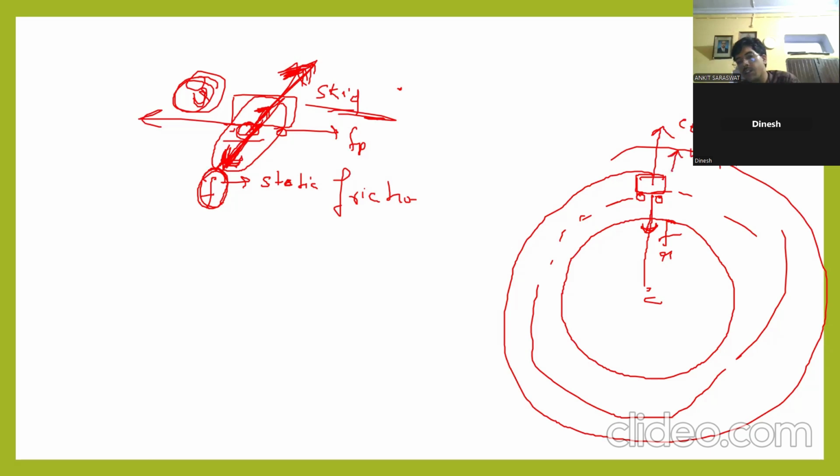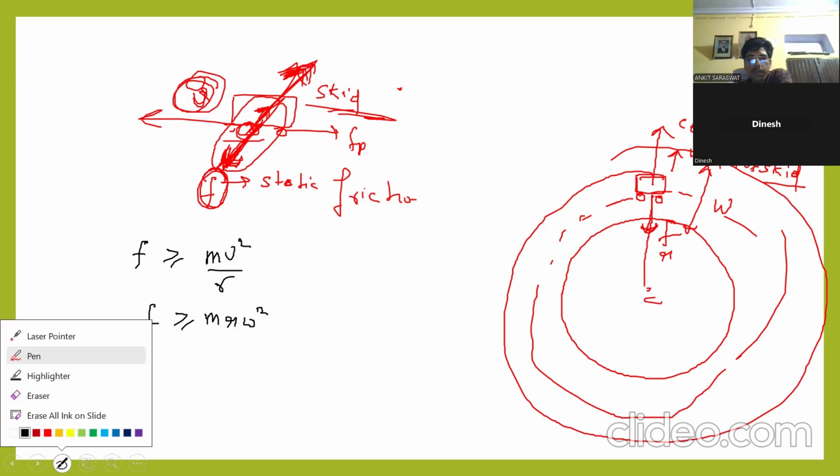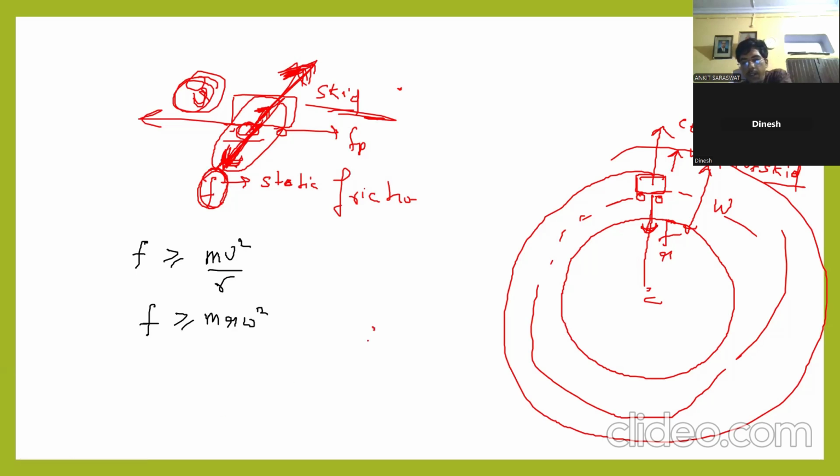It will not skid because this is the width of the road. Clear? Will not skid in this direction. So friction, is it clear to you? Yes, sir. So this friction must be greater than or equal to the centrifugal force, that is m v square by r. Clear? Now m r omega square. Now you please tell me, what is the meaning of this? I will draw F versus m v square by r.